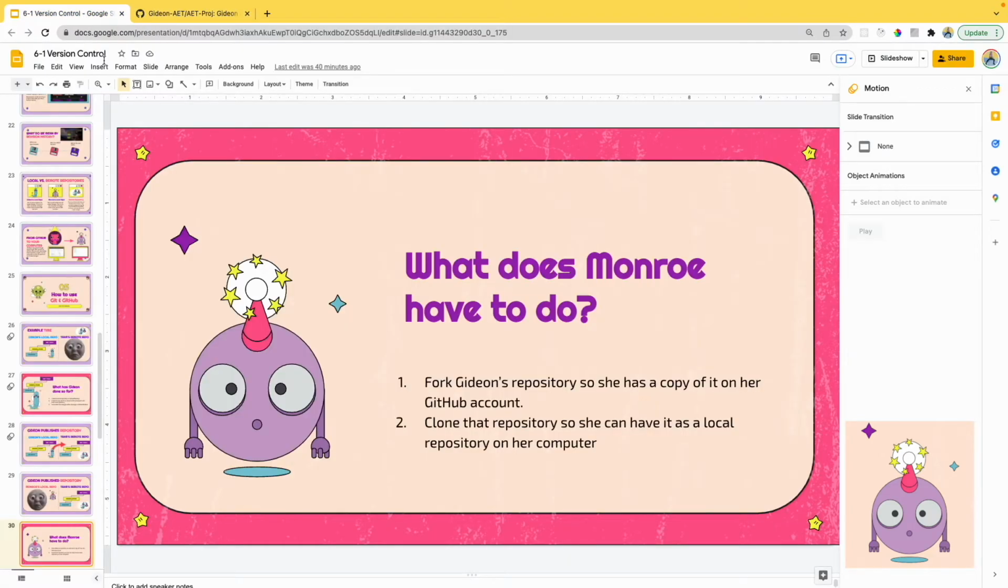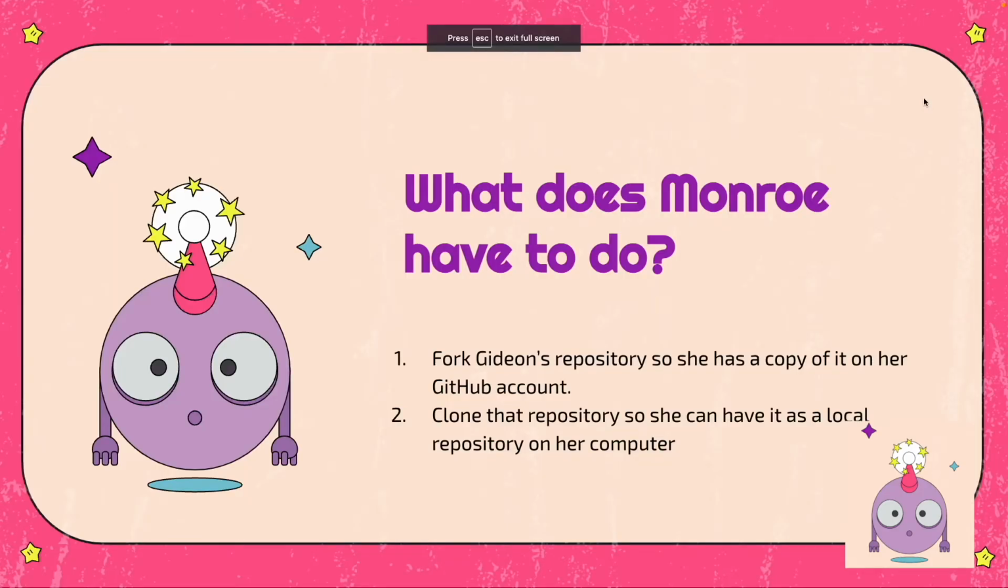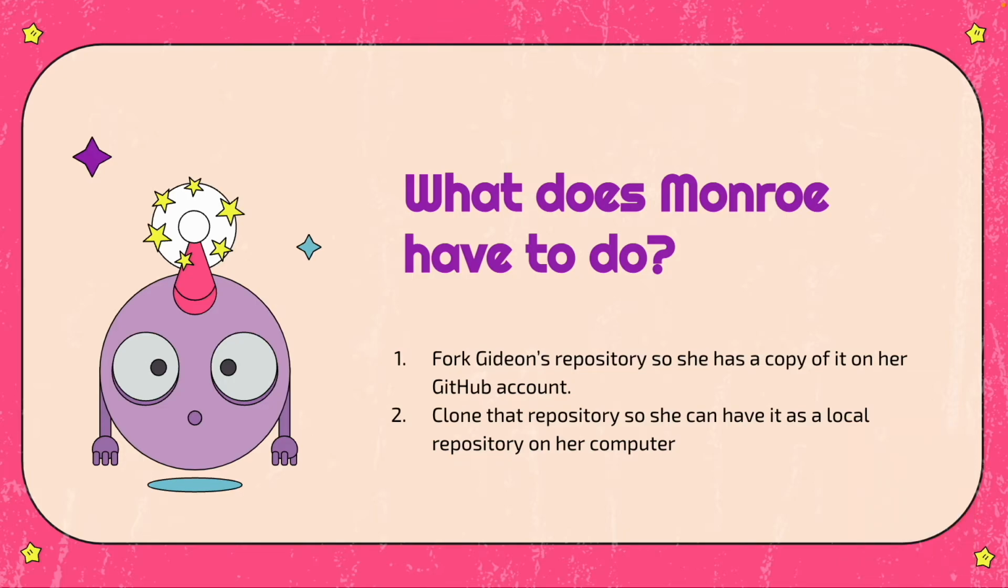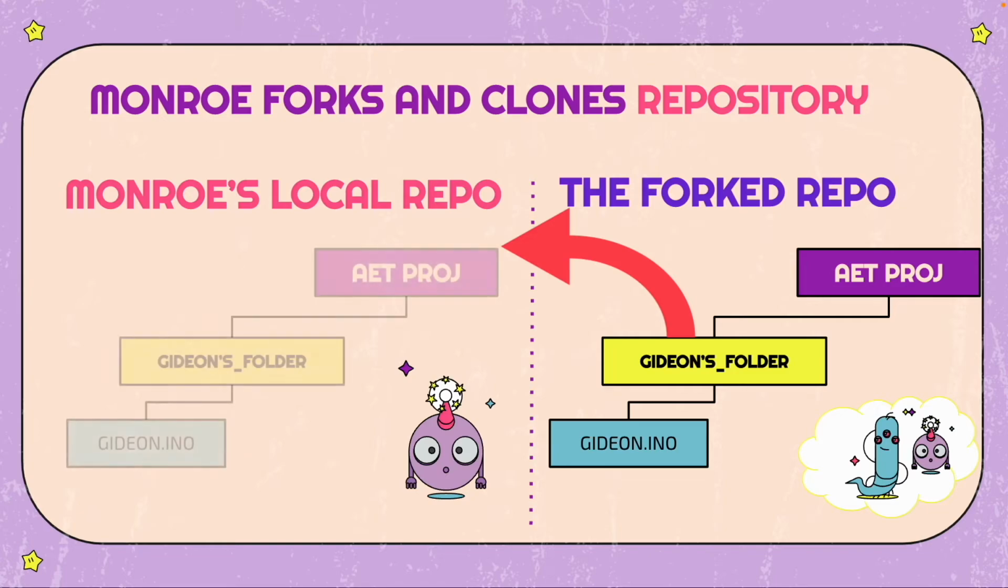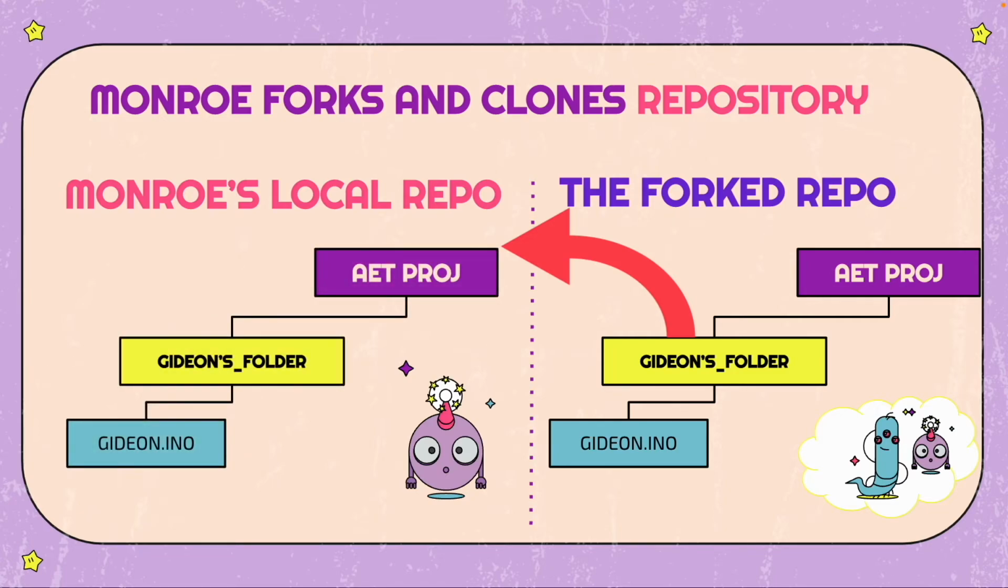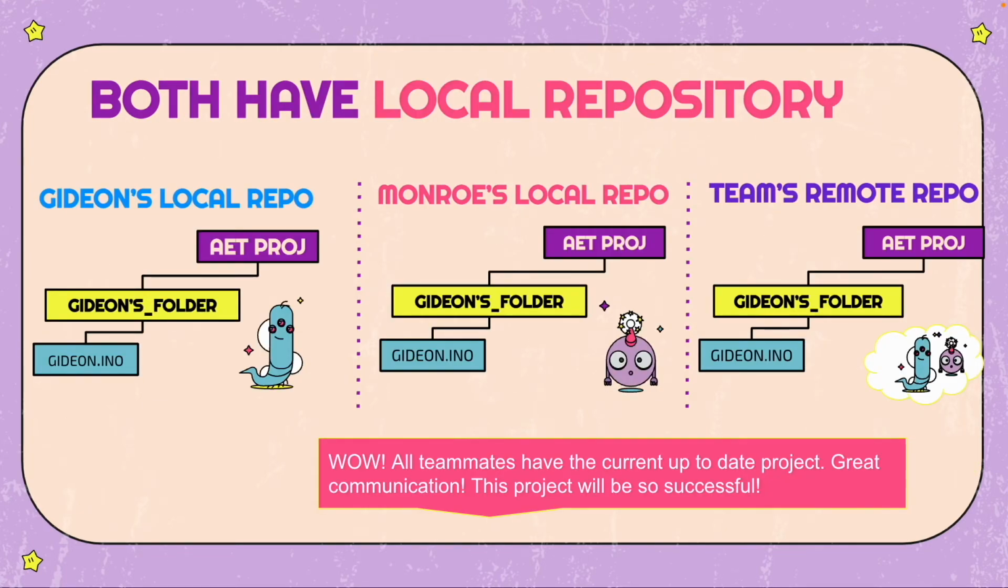So Monroe has to do one extra step to make sure that those changes are acknowledged. But let's go back here real quick. So Monroe just forked Gideon's repository. She's got a copy of it on her own GitHub account. She cloned that repository, so she has it now as a local repository on her computer. And now both Gideon and Monroe have that same version of the project. All teammates are current and up to date, great communication. This project feels like it's going to be super successful.